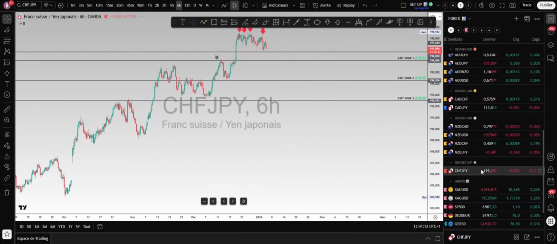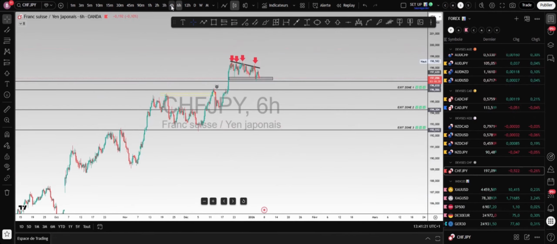And then we have CHF JPY. So the Swiss franc against the Japanese yen, knowing that the Japanese yen is currently very bearish. So here I will switch to 4 hours. As we can see here, we have a kind of descending triangle. We see that the market here has been rejected several times. First touch, second touch, third touch, fourth touch.